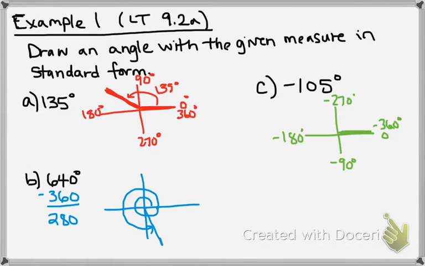So if I'm going a negative 105 degrees, that's now going to be located in the 3rd quadrant. And again, I'm just going to kind of estimate where it's at, and then draw my arc to show that it is going clockwise, so that it is a negative angle.